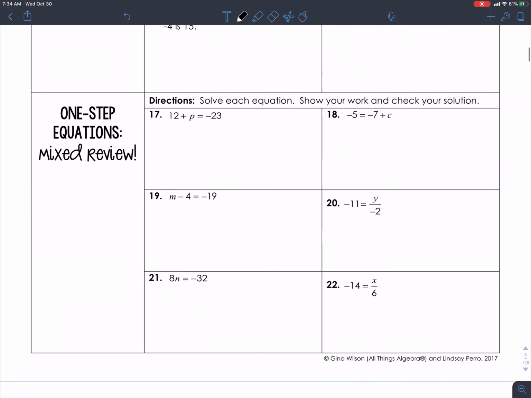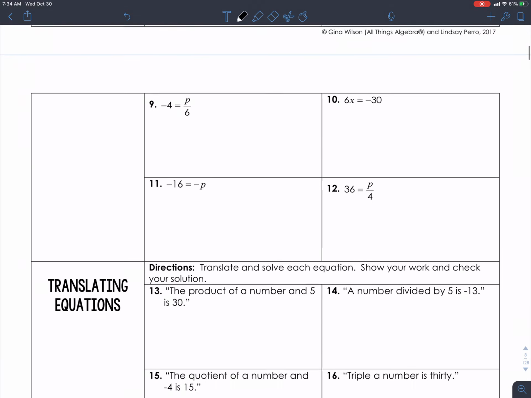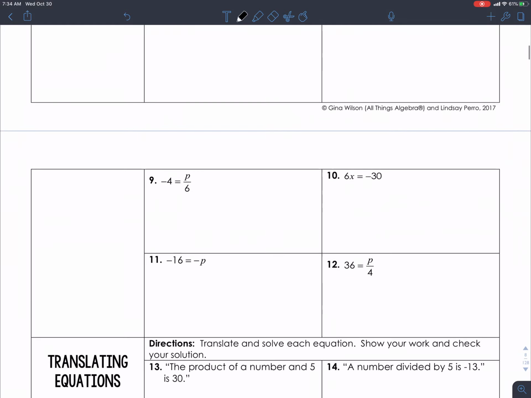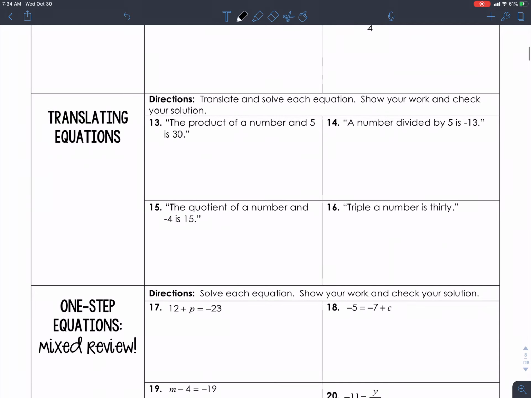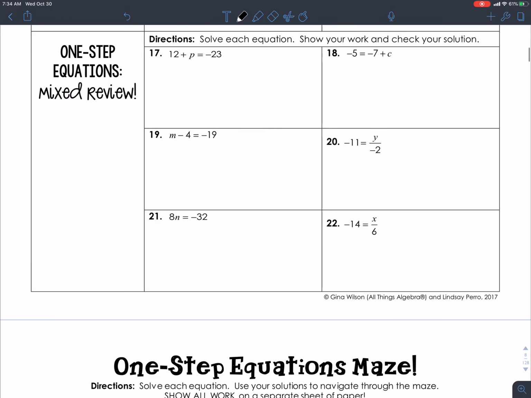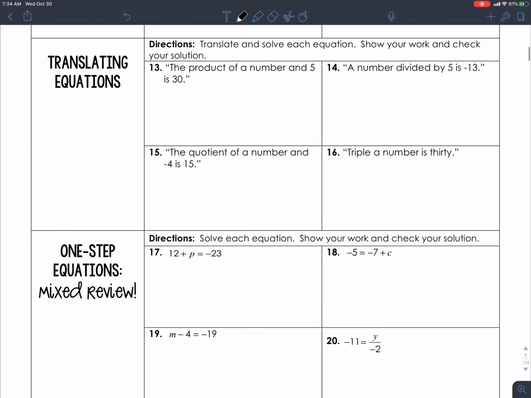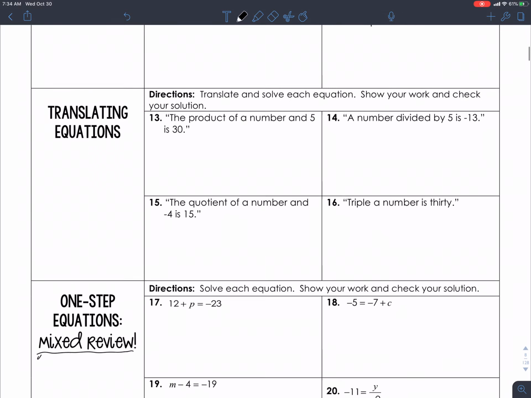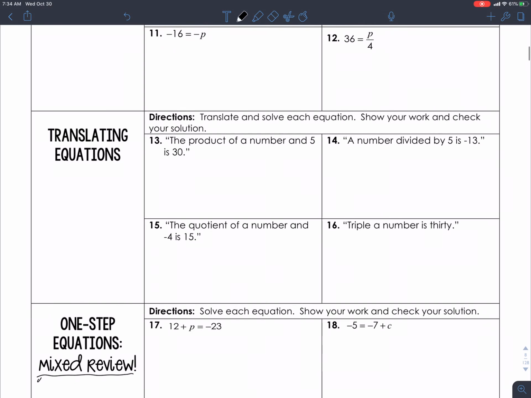I want you to do the rest of the odds, all the odds on this paper. So you need to do 3, 7, 9, 11, 13, 15, 17, 19, 21. Okay, these are all problems you're going to need to do. Down here it's mixed review. It's not going to be all multiplication and division. As you can see, 17 and 19 are not multiplication or division. 21 is.